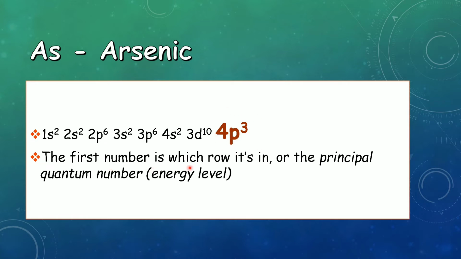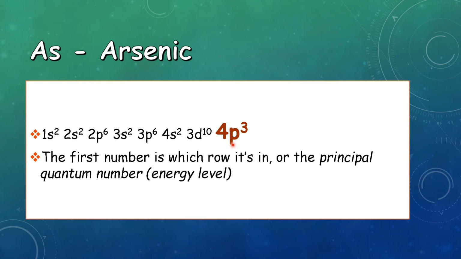Again, the first number is which row it's in. Sabi ulit, yung nakasulat na unang number po ay kung saang row nakalagay yung element na yon. So, sa kanyang electron configuration, we have 4p3. So, automatic, sa arsenic ay nakalagay sa 4th row. Okay? Or 4th quantum number energy level.